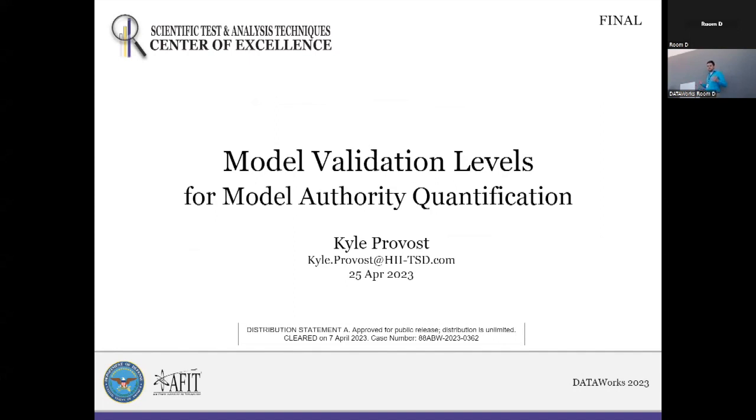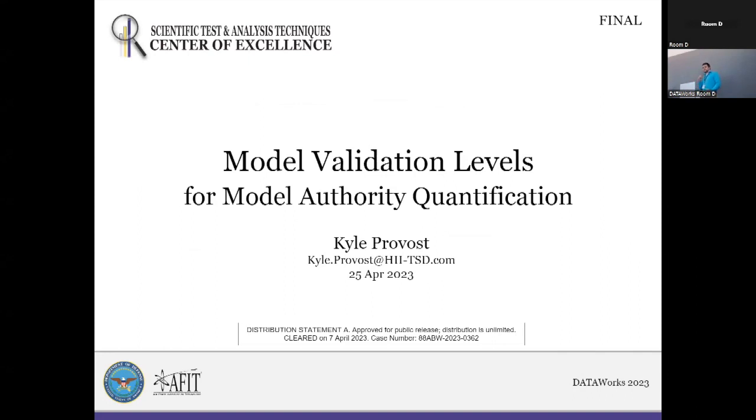So I want to share our paradigm for model validation levels. This is a fairly generalized validation paradigm, so it goes beyond just validating statistical models. Perhaps your model is a digital twin or some sort of AI system in a digital environment. And so we want a generalized paradigm to be able to evaluate all of them.